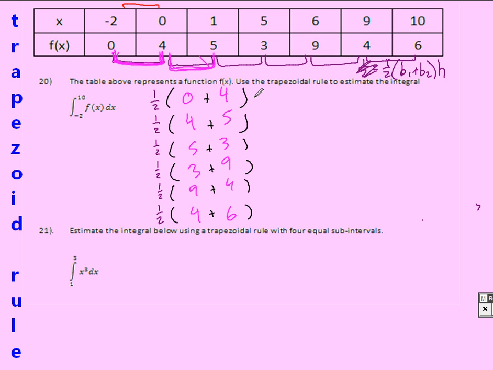From -2 to 0, the width is 2. From 0 to 1, it's 1. From 1 to 5, it's 4. And so on and so forth the whole way down. 5 to 6 is 1, 6 to 9 is 3, 9 to 10 is 1.